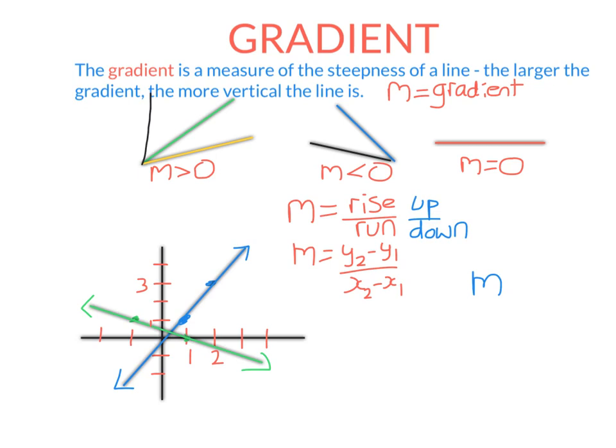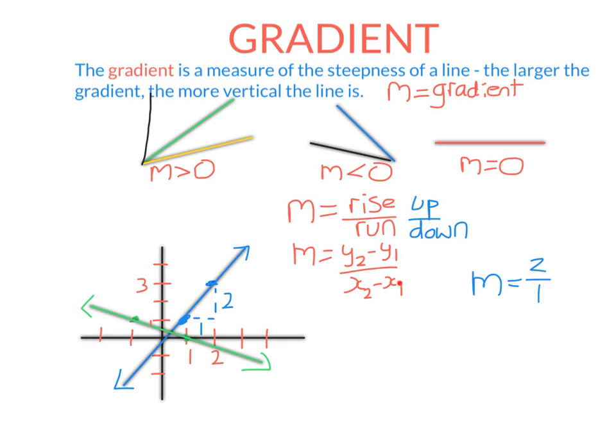So to go from this first point to this second point, I go 1 to the right and 2 up. So the gradient is rise over run. The rise is 2. From this point to this point, I've gone up 2. So the rise is 2, and I've gone 1 to the right. I've gone across 1, so the run is 1. So that's using rise over run.